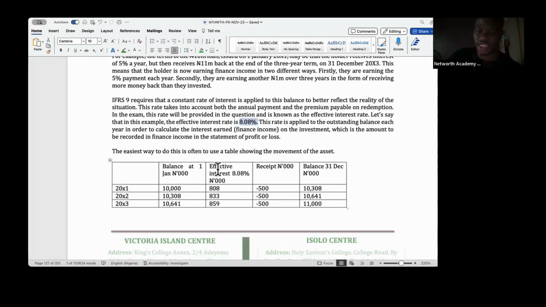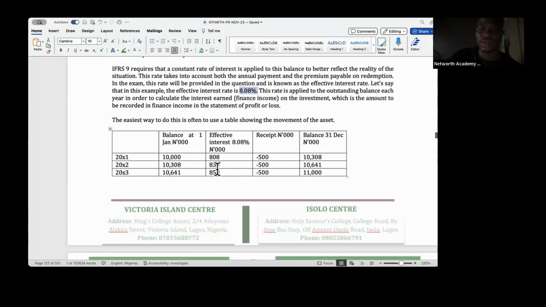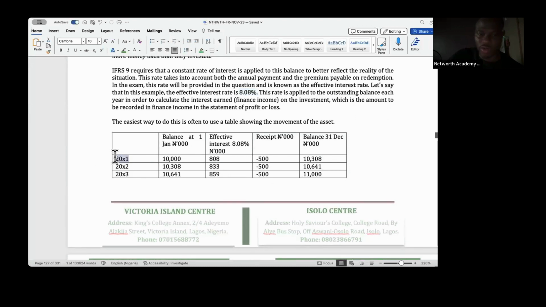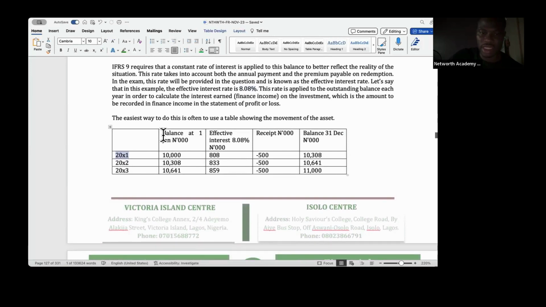When you have an effective interest rate, it's just easier to use a table like this. So in year 1, when you invested the money, the balance at the beginning was 10 million. Then the effective interest rate is 8.08%. You just apply this 8.08% on 10,000, which is 808. So it is this 808 that will go to your P&L in year 1, because it already includes the 5%.